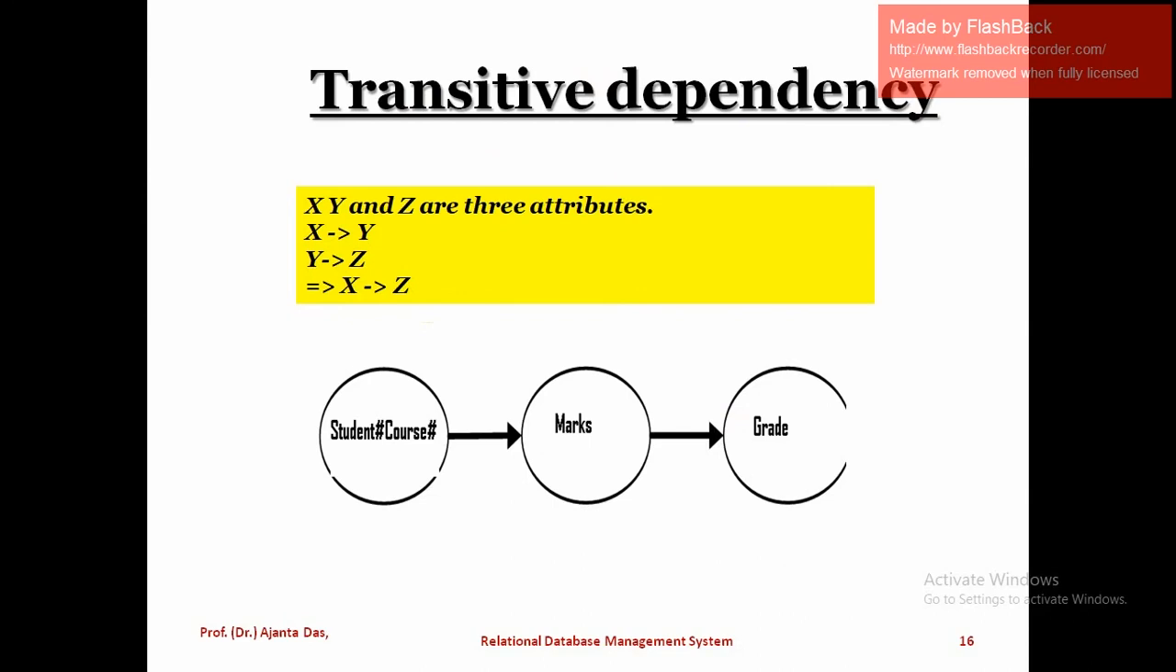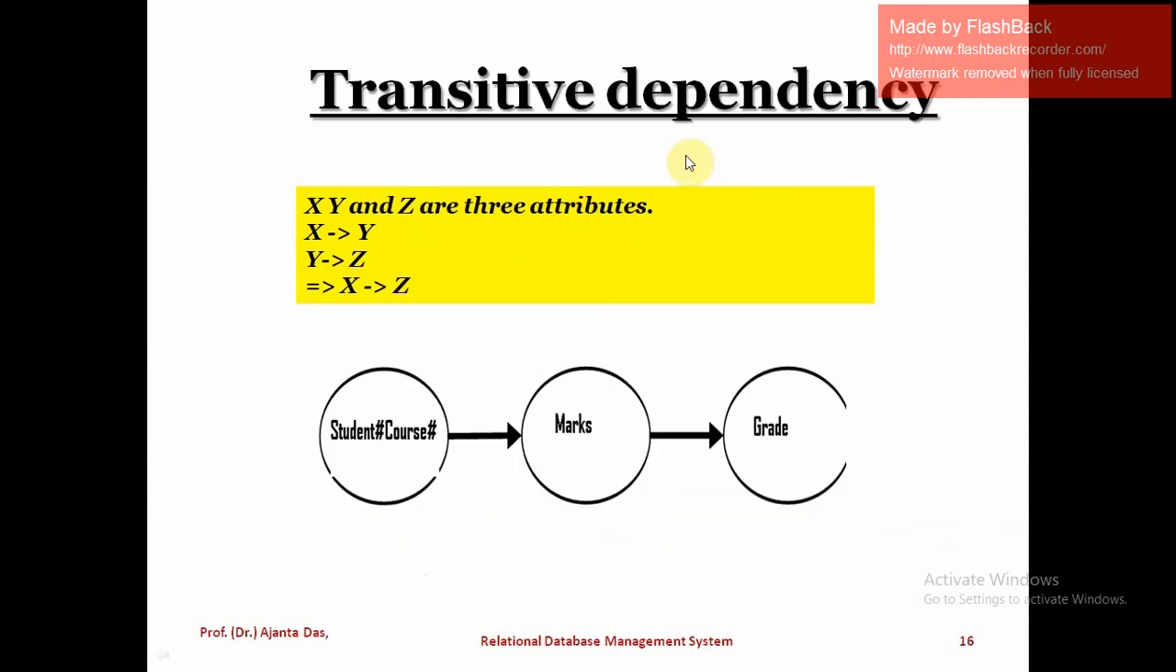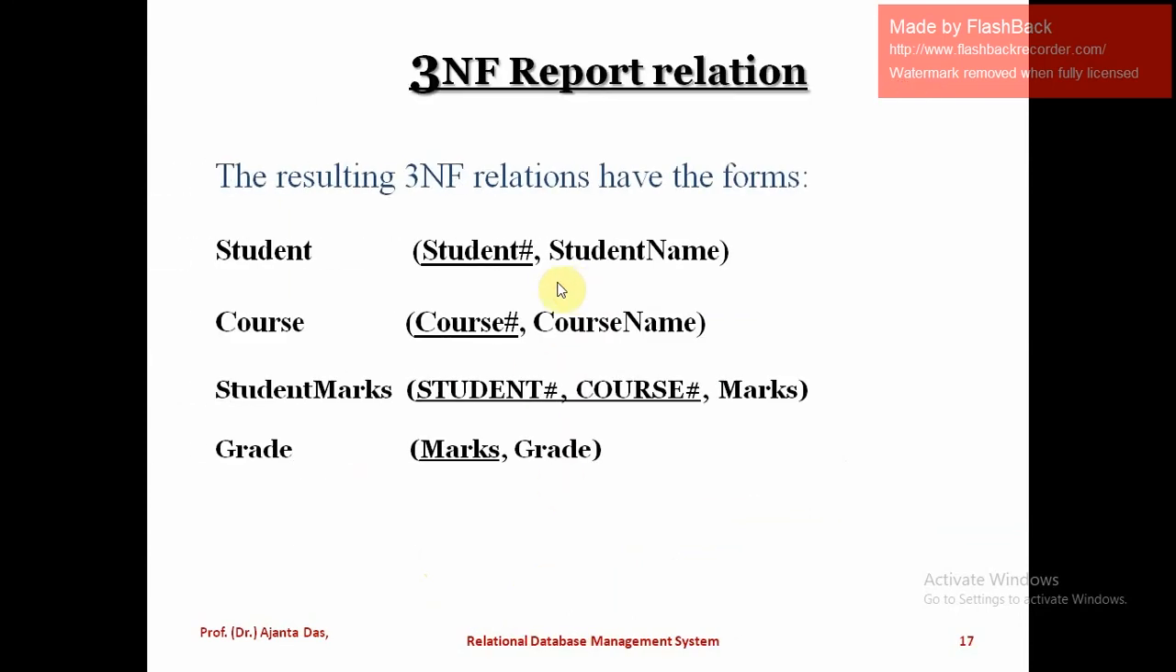Now, let me tell you one more thing. While we have partial dependency, if we remove the partial dependency, then that normal form is in 2NF or second normal form. Similarly, if we have transitive dependency and we remove the transitive dependency, then we reach third normal form or 3NF. So, finally, the report relation can be decomposed into these 4 sub-relations. One is student, where we have the student personal data, student number, student name and all other data if we have. Course, where we have the course related information, course number, course name. Student marks, where we have the particular student in a specific course, which marks he or she has obtained. And the grade card, where we have the specific grades related to the range of marks.